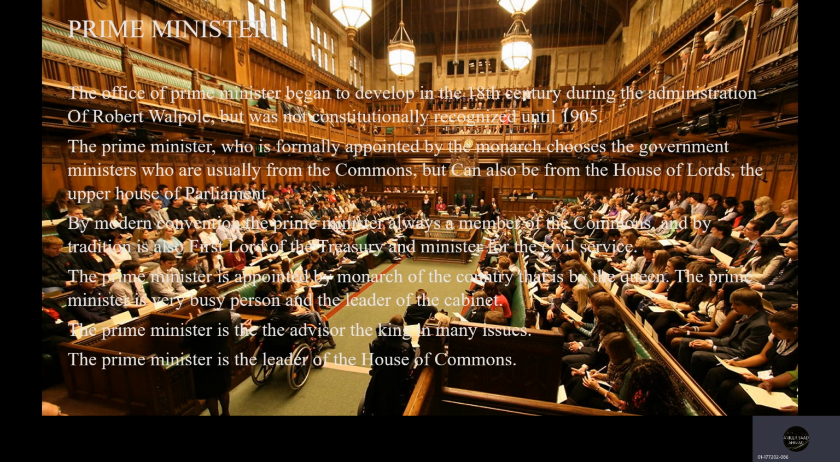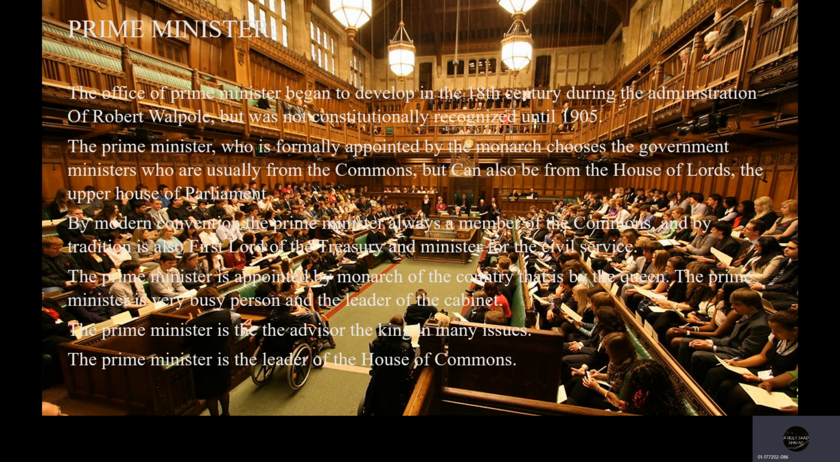The office of Prime Minister began to develop in the 18th century during the administration of Robert Walpole but was not constitutionally recognized until 1905. The Prime Minister, who is formally appointed by the monarch, chooses the government ministers who are usually from the Commons but can also be from the House of Lords, the upper house of Parliament. By modern convention, the Prime Minister is always a member of the Commons and by tradition is also First Lord of the Treasury and Minister for the Civil Service.